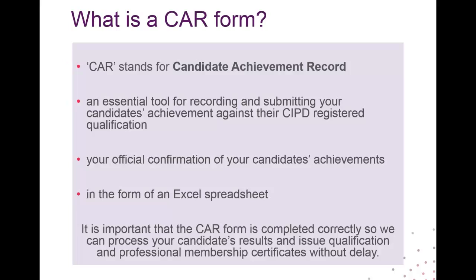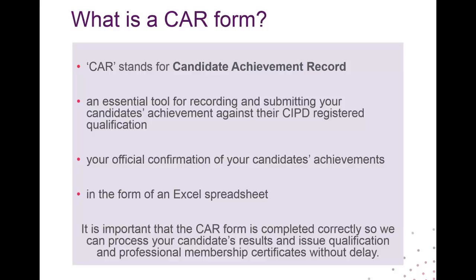Candidate results are submitted to the CIPD using an Excel spreadsheet which is known as a CAR form. CAR stands for Candidate Achievement Record. There are different versions of the form depending which qualification you're submitting results for, and we can give you some advice on how to select the right one.